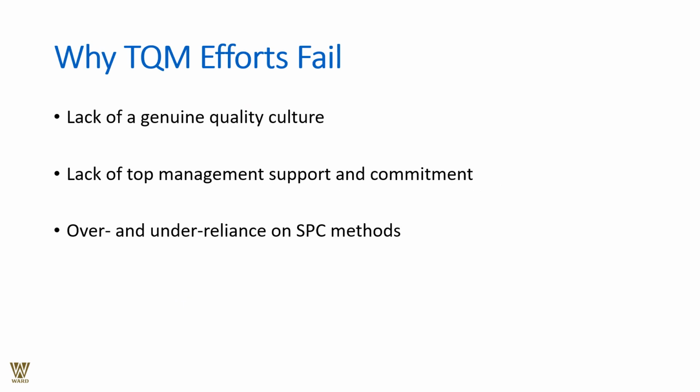So let us come to the very last slide of the day. Why do TQM efforts fail? A lack of genuine quality culture, probably. A lack of top management support. In fact, beyond top management support, it is not possible. Top management support is the binding force for the success of total quality management and commitment. Also, over-reliance or under-reliance on statistical process control methods, SPC, as I have already said. Either you are over-relying on it or you are underutilizing it. So the balance needs to be taken around it.